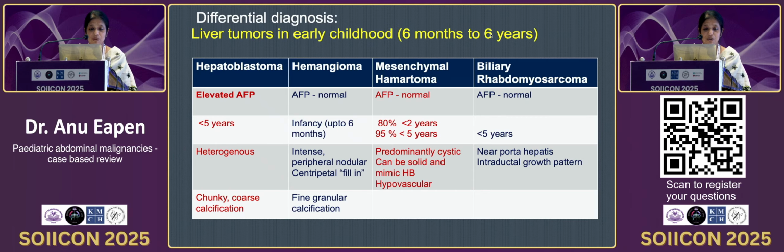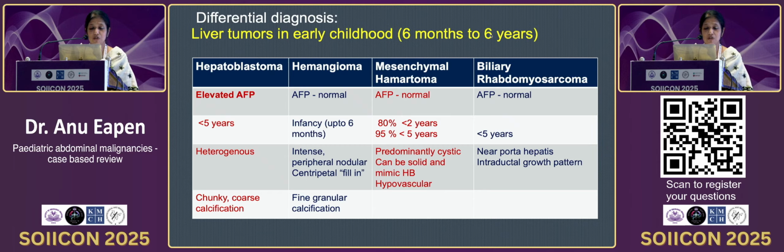Elevated alpha-fetoprotein is seen in hepatoblastoma. This is the age, whereas the other tumors which can occur at this age, hemangioma, mesenchymal hamartoma, rhabdomyosarcoma, in all of these AFP is normal. Age of onset: hepatoblastomas occur in very young children, less than 5 years.